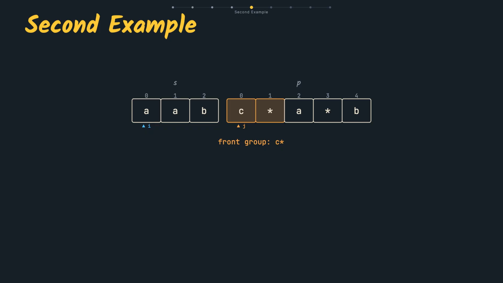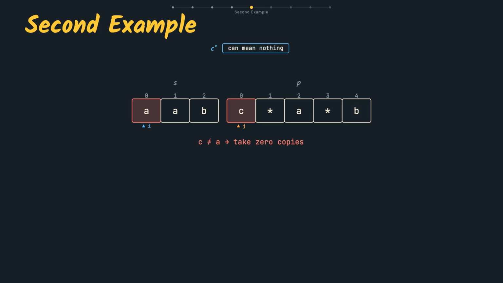Start at string spot 0, pattern spot 0. The pattern opens with a C, and a star follows that C. Does C match the string's A? No, C and A are different. But a star follows, so 0 copies is on the table.